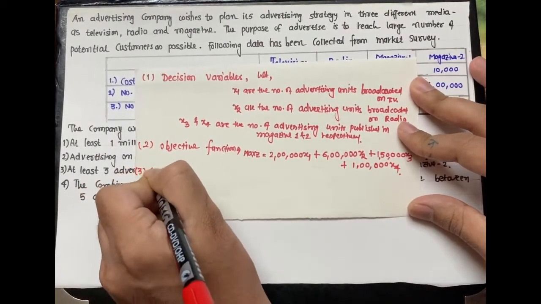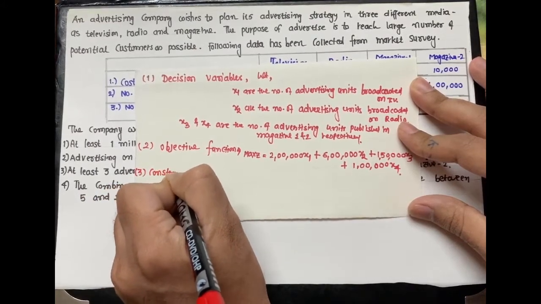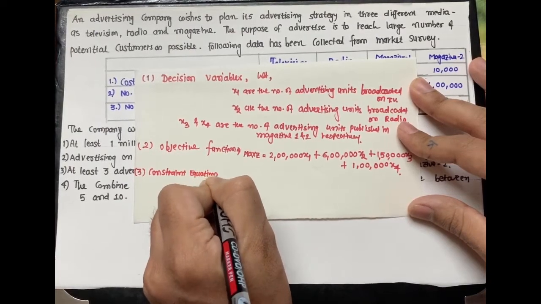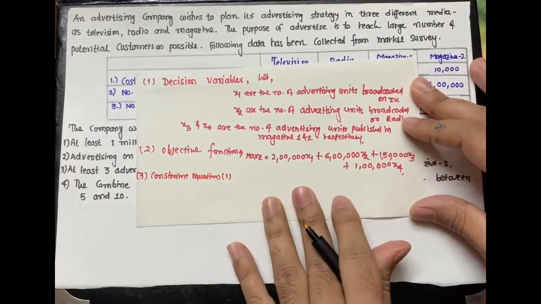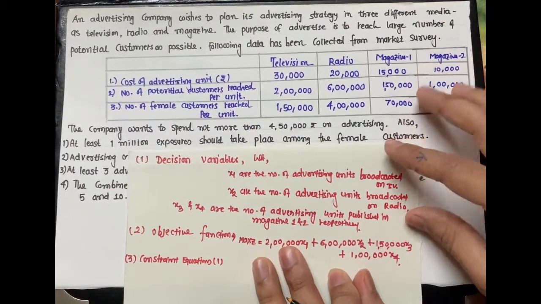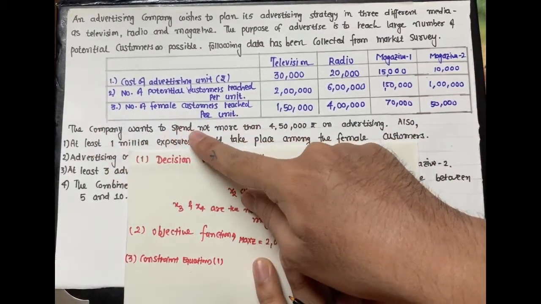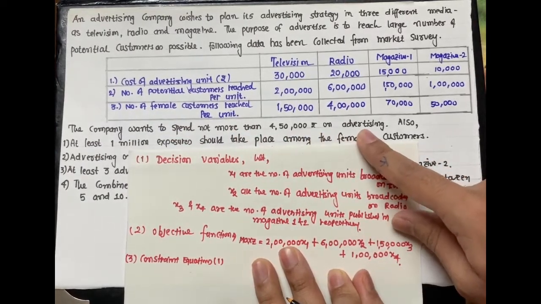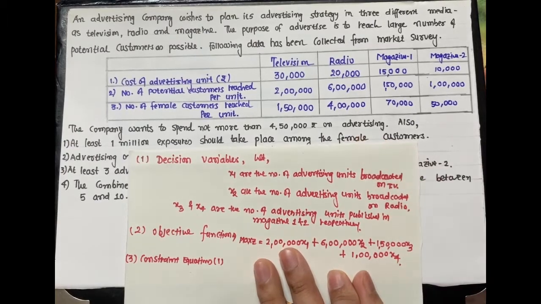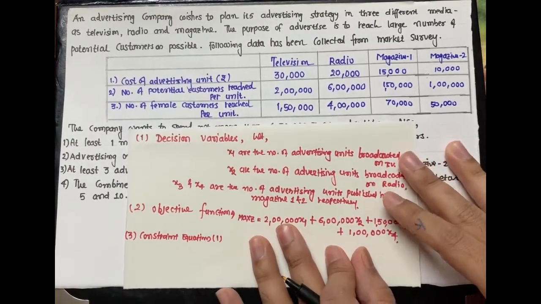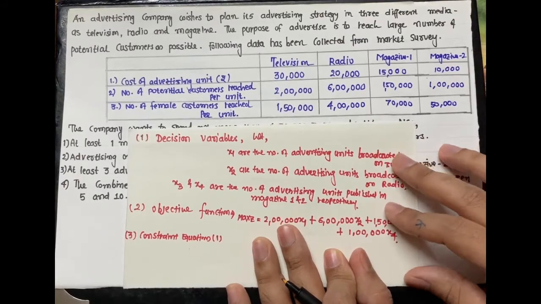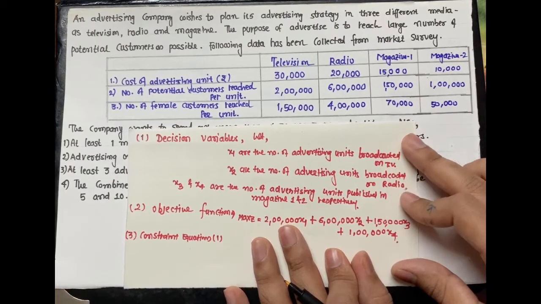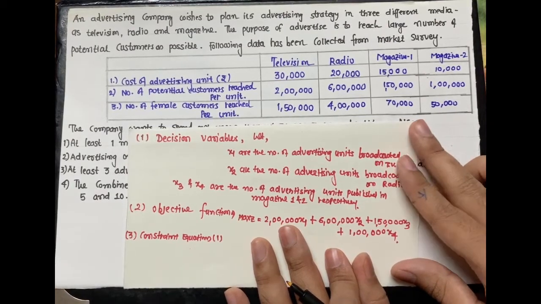Okay, it is correct. Third are our constraint equations. The very first constraint equation is mentioned here. The company wants to spend not more than 4,50,000 rupees on advertising. It means the total cost of all the advertisements aired on television, radio, magazine 1 and magazine 2 should not be more than 4,50,000.